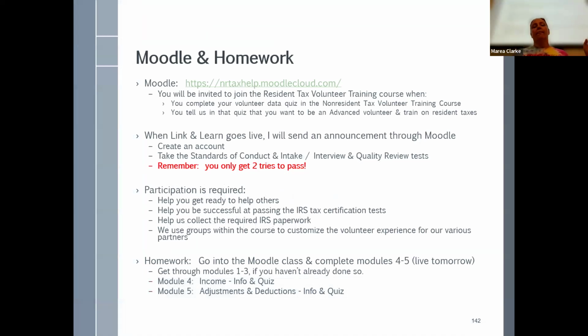So this link is wrong as well, but you should be invited to the Moodle course. If you haven't already, make sure you sign up for that. You will have Moodle modules 1 to 3 that you should have already done. Module 4 is going to be an income quiz. Module 5 is going to be an adjustments and deductions quiz, okay? So we're not going to do any returns yet. We're going to do some practice returns after next week.